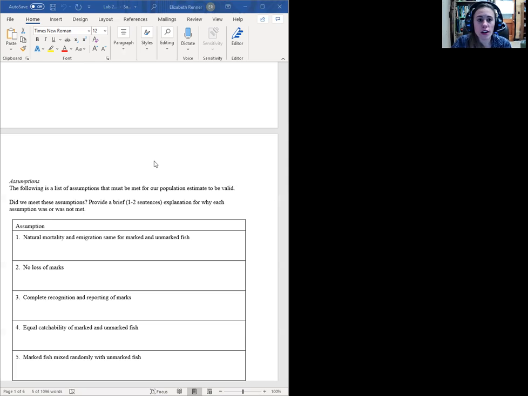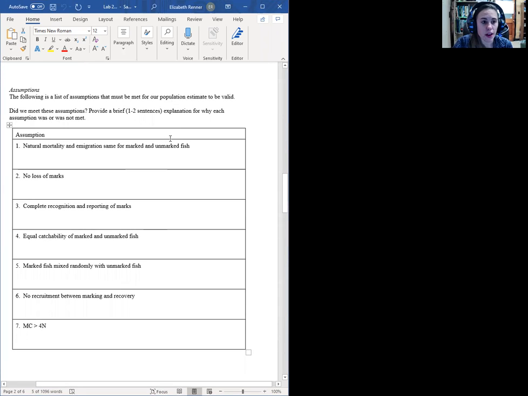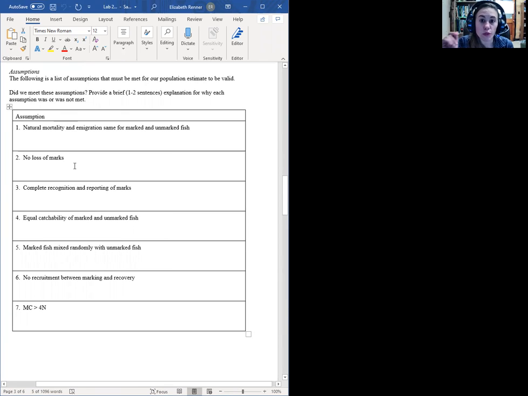Now we're going to go back over to this Word document and talk about some of the assumptions that we have. Okay, so these are assumptions that have to be met for our population estimate to be valid. And so I want you guys to think about whether or not these are valid for what we did out at the Tallgrass Preserve. So first, we assume that natural mortality and emigration are the same for marked and unmarked fish. So both fish that get tagged or clipped and fish that don't have the same amount of natural mortality, and they are moving in and out of the population at the same rate.